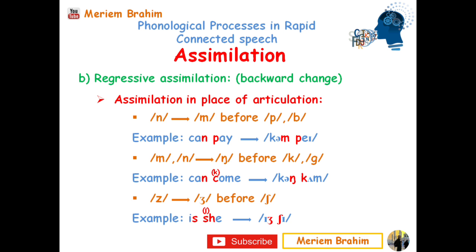Another case: the m or n become the ng sound before k or g. Example, "can come" becomes "cang come", not "can come". So here the n becomes ng because of the sound k. So it's a backward change. The k is the second consonant and the influence goes backward to the first.